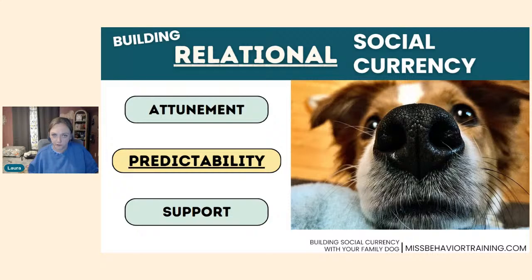Are you going to step up for your dog? Okay. So there's always room to do that. All right. Next one is predictability.